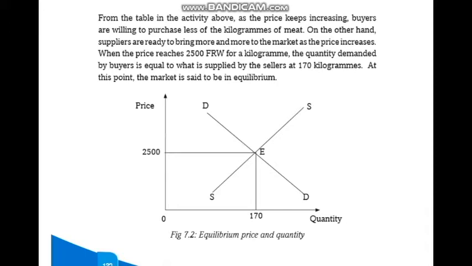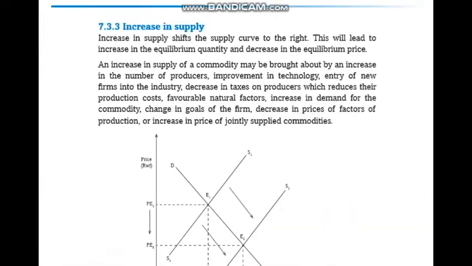When the price reaches 2,500 Rwanda francs for a kilogram, the quantity demanded by buyers is equal to what is supplied by the sellers at 170 kilograms. At this point, the market is said to be in equilibrium. So, an increase in supply shifts the supply curve to the right. This will lead to an increase in the equilibrium quantity and a decrease in the equilibrium price.